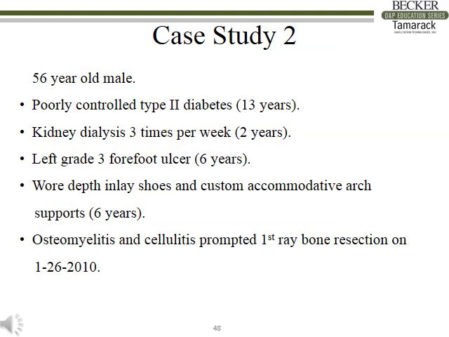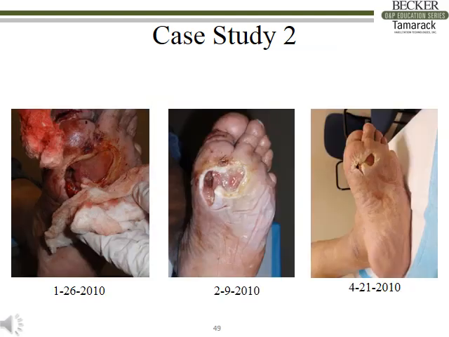The second case study is a 56-year-old male with poorly controlled type 2 diabetes over the past 13 years. His kidneys are involved, and he has needed dialysis for the past 2 years. He had a grade 3 forefoot ulcer and has been using depth inlay shoes and custom accommodative arch supports for the past 6 years. The first ray was resected due to osteomyelitis and cellulitis. This practitioner began treatment in January of 2010.